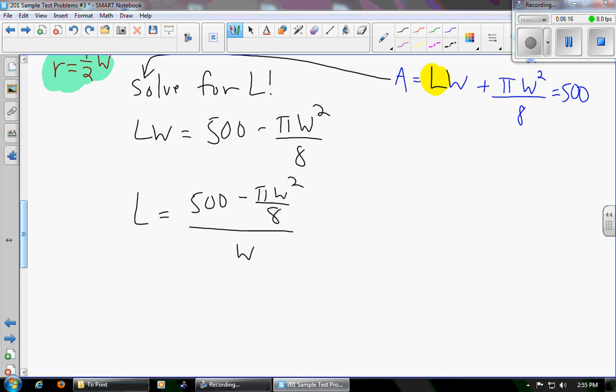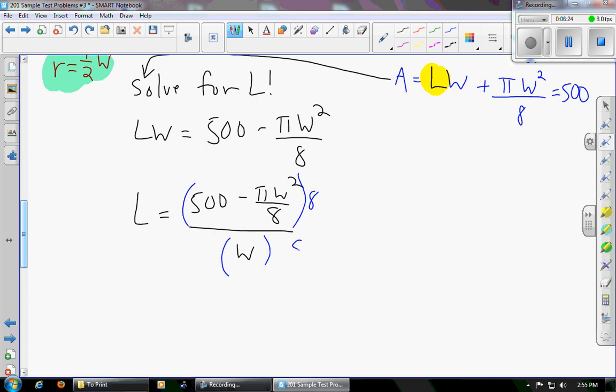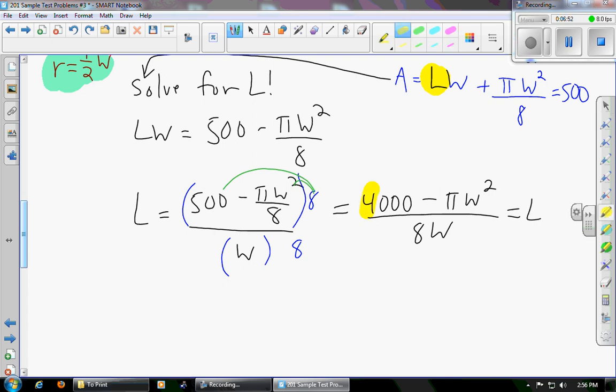So how about we try to clean up the fraction within the fraction by multiplying top and bottom by 8. So multiply up here by 8 and then also down here by 8 to try to clear that fraction upstairs. So the 8 is going to come in and hit both terms. 500 times 8 is 4,000. Minus, when the 8 comes in and hits the fraction, it cancels with the 8 that's downstairs. So that's pi W squared. Divide by 8W. So that is about as good as it's going to get for us for L. So all of this is equal to L.